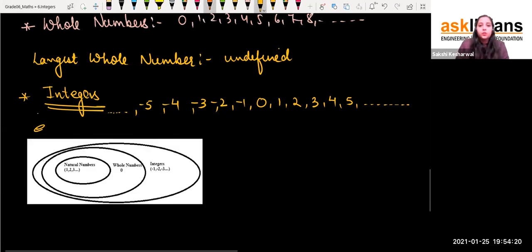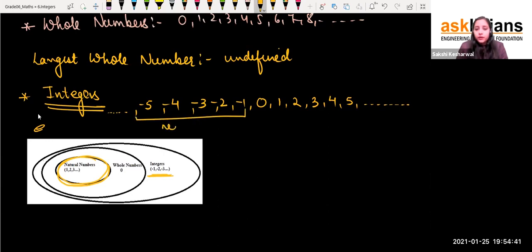Just see over here very carefully. Can you see that the natural number is the smallest set? Natural numbers only consist of 1, 2, 3, 4, 5. But if you add 0 to it, it becomes the whole numbers. If you add the negative numbers, the numbers on the left hand side, these are negative numbers. If you go on the right hand side, these are positive numbers.